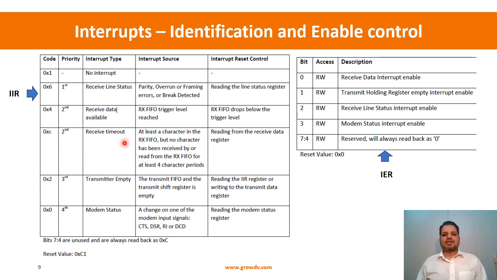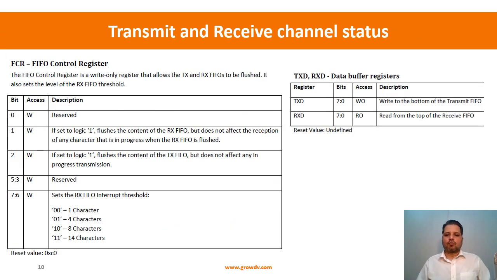So then you have the receive timeout interrupt, then you have the transmitter empty type of interrupt, then you have the modem status interrupt. So this way, in different prioritized ways, different types of interrupts can be generated. You can of course read more about all of these in the docs folder of the UART example that is provided with you. We will continue looking at a few more of these key registers.